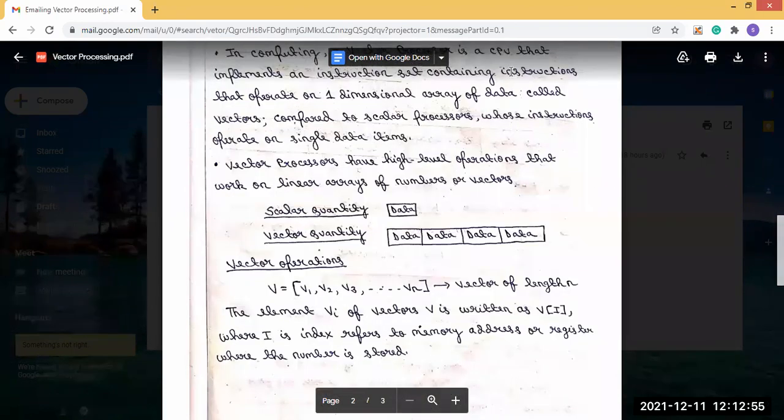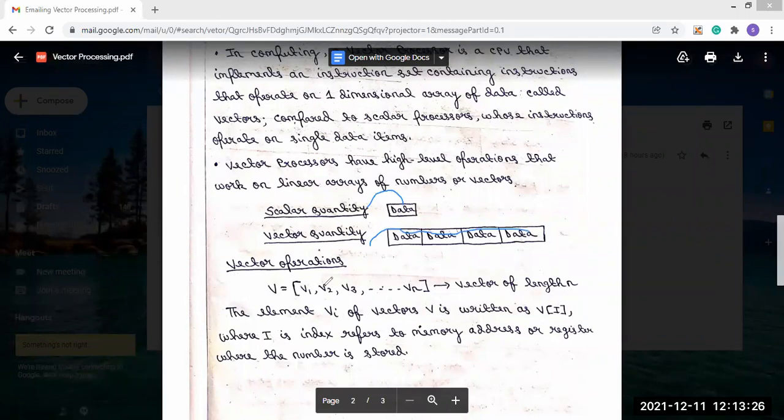So this is the diagram we see. For the scalar quantity, the instruction will work on a single data item, but for the vector quantity, a single instruction will work on multiple data. Here you see that this single instruction is working on 4 data items. So this is the difference between the scalar processor and vector processing.